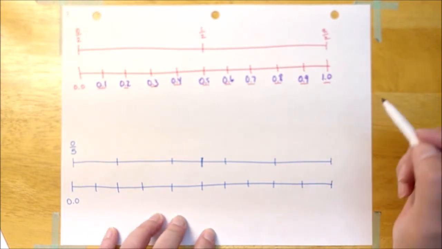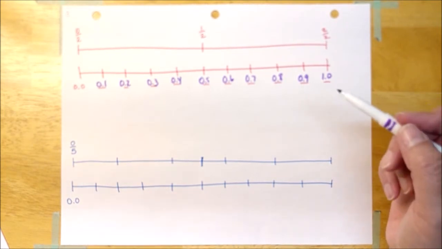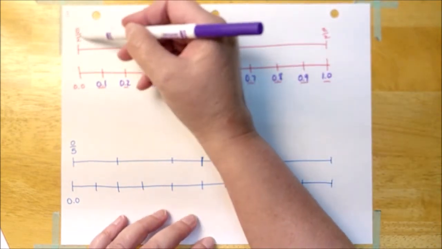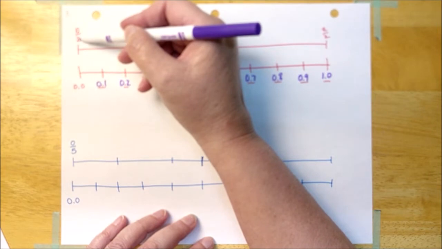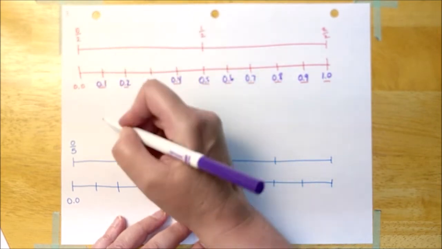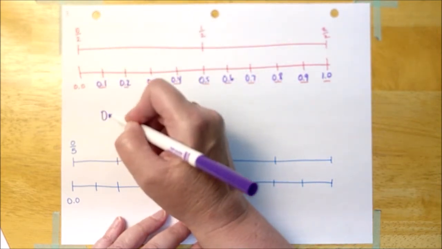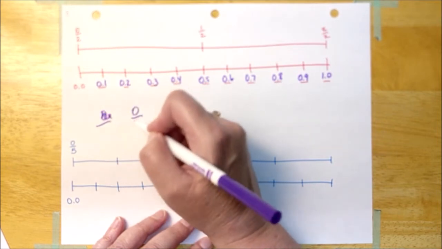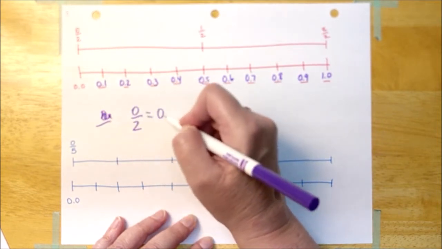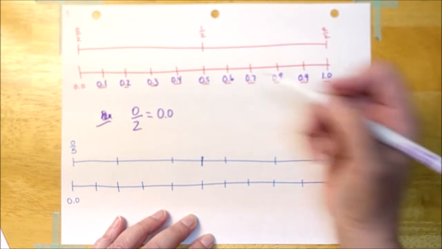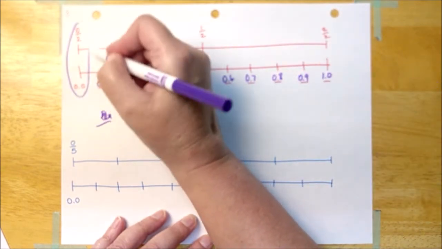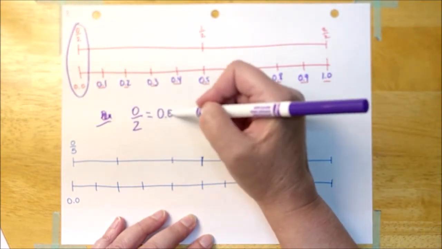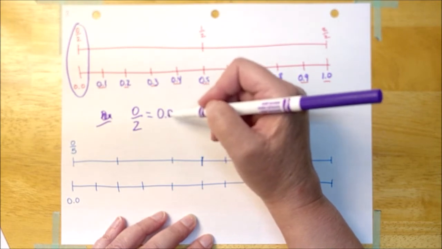So now we want to look at no halves. 0 halves is the same as, sorry about that. 0 halves is equal to no tenths. So they're exactly the same place. So 0 halves is equal to no tenths.